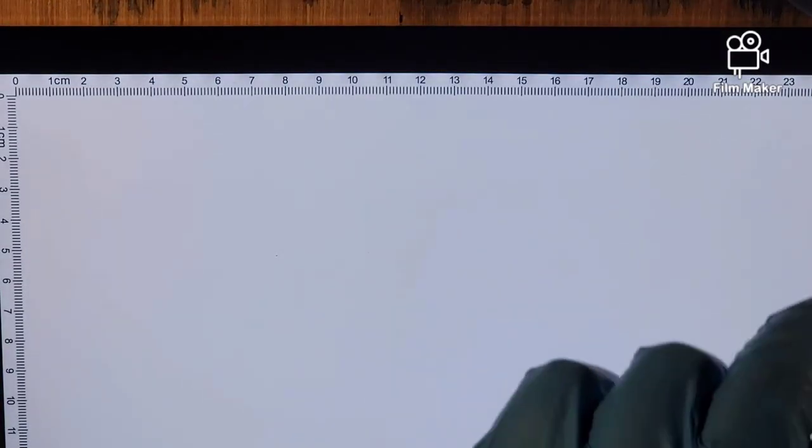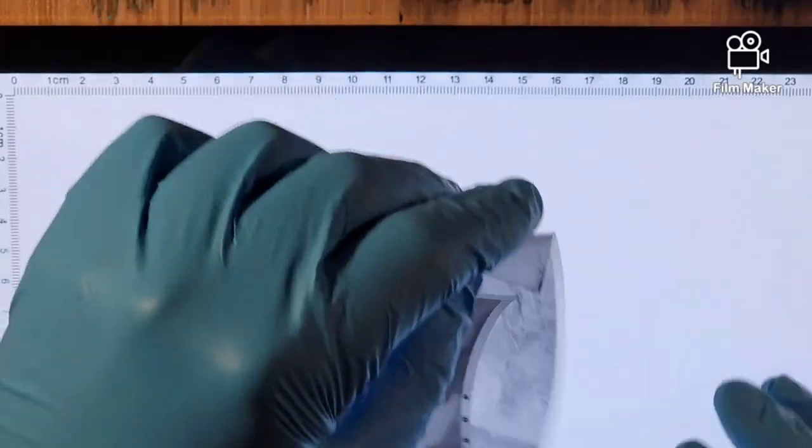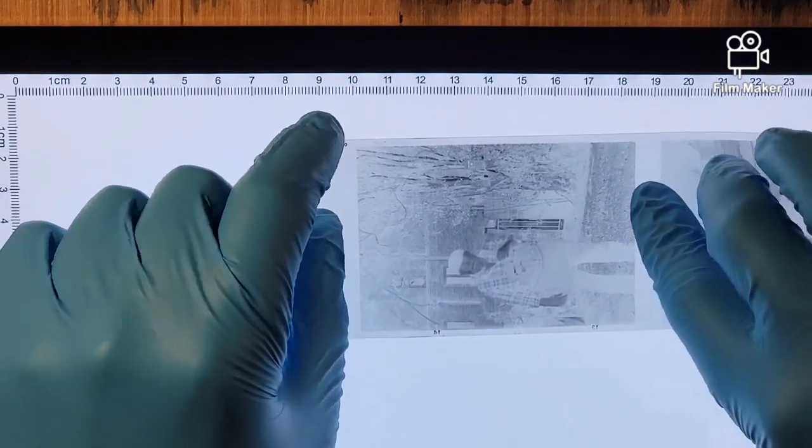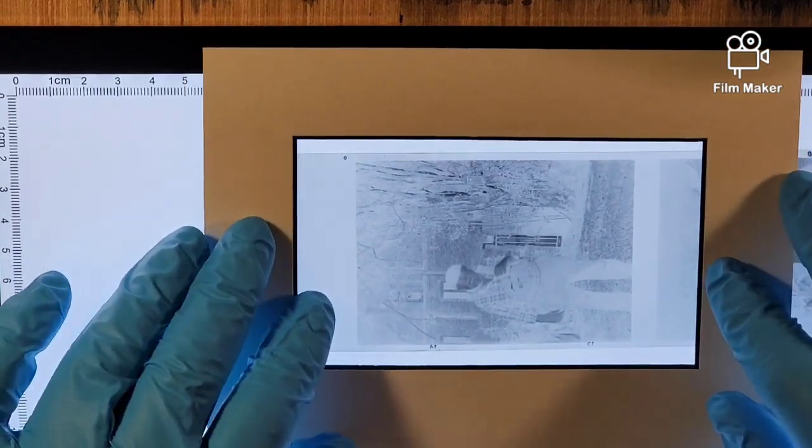Now we're gonna look at 120 film because it's gonna be different on here. And then we're gonna look at 35 millimeter. So what I had happen with 120 film was the fact that it wants to curl, it wants to roll, etc.